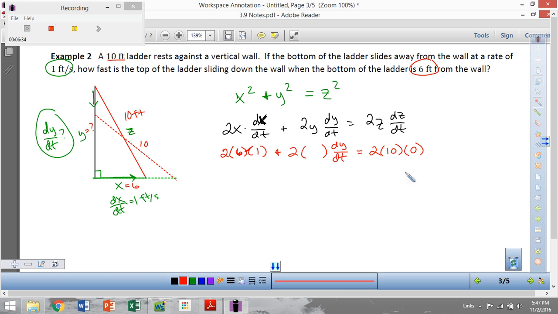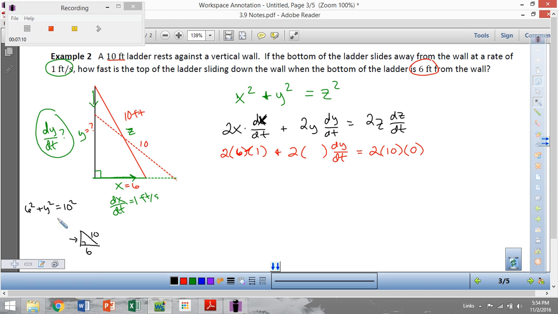So I've almost got everything I need to solve for dy/dt. The one thing I don't have is what is y when x is 6. So what I'm going to do is I'm just going to draw a triangle out to the side. I know that the ladder is always 10, and I'm concerned about when x is 6, what is y? And we can find that out. We know that this is a right triangle, so all I need to do is use the Pythagorean theorem that says 6 squared plus y squared equals 10 squared.